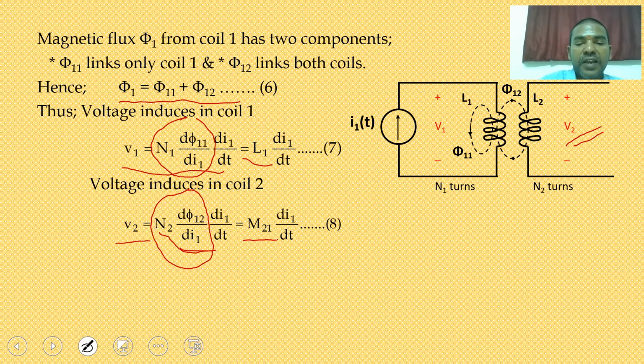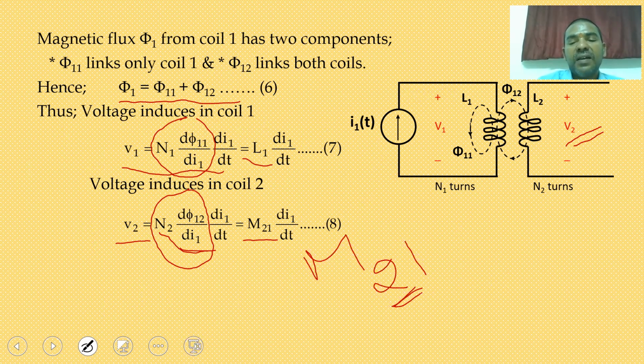M21. So the 2 is referred to because you are measuring the voltage at the secondary side. So due to mutual inductance, it is the second mutual inductance with respect to the first current. Okay, are you understanding?